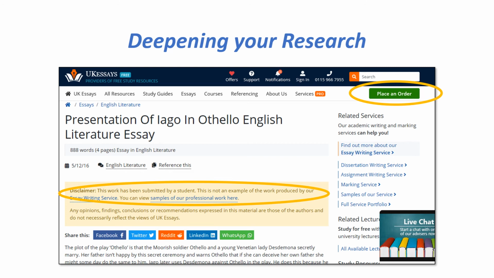I'm not saying discount the essay that's on this page completely, but there are lots of bits of information on this page which might make me question the reasons why this essay has been put online, and therefore question the reliability of it as a source.